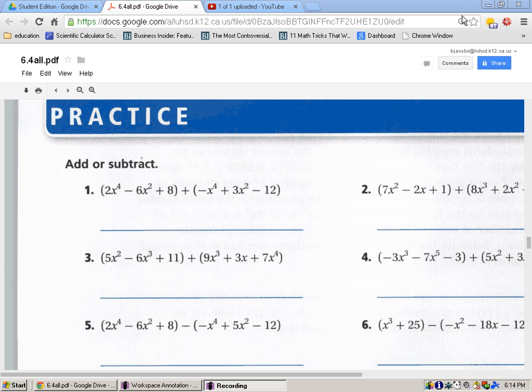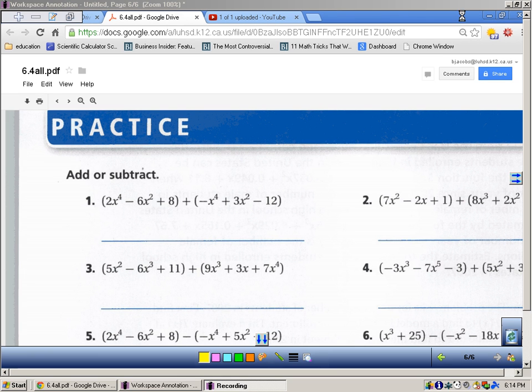So I'm starting on section 6.4, page 346, the practice questions, odd. And let's start. So add or subtract doesn't tell us to use the vertical or horizontal method. So I'm going to use the method that makes the most sense for me. And I'm just going to add like terms by highlighting them. So technically it would be a horizontal method. So I'm going to take these here and I'm grouping them by highlighting them, okay?